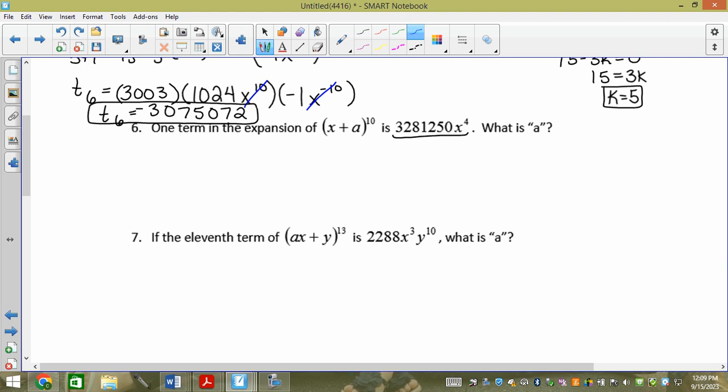So here it says one term. They didn't give us the term in the expansion. This one's nicer because it says the 11th term, so I know k is 10. Right? That one's nicer. We're going to do the harder one. One term in the expansion of x plus a to the 10 is that. That's the answer. They want to know what a is in the binomial.